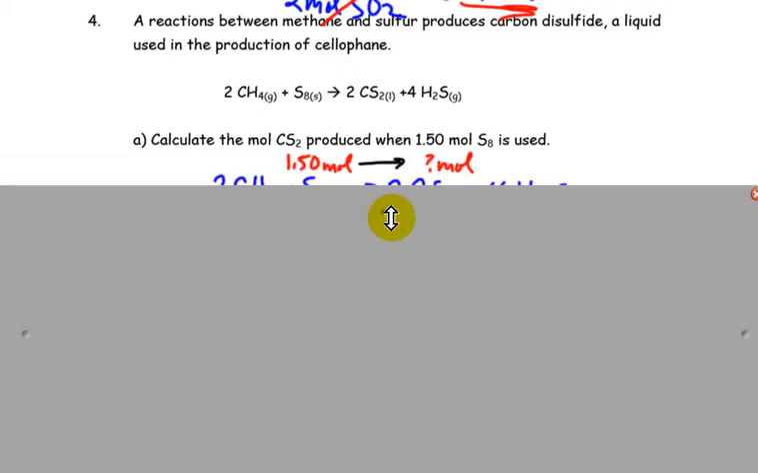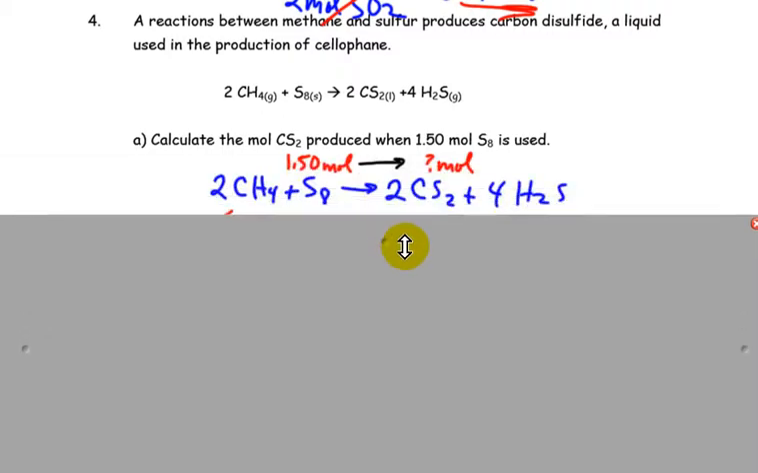Okay, if you had a chance to do that, there's the equation. So we're starting off with 1.5 moles of sulfur. We're asked to find how many moles of carbon disulfide there is.